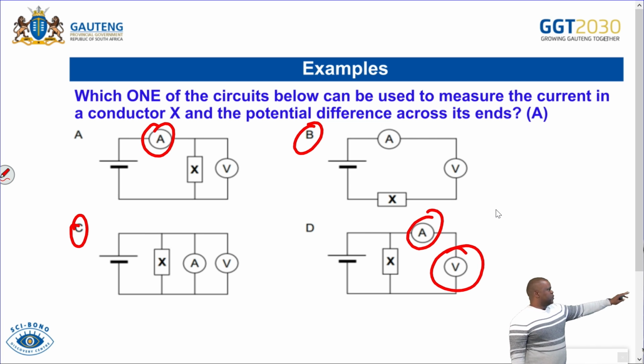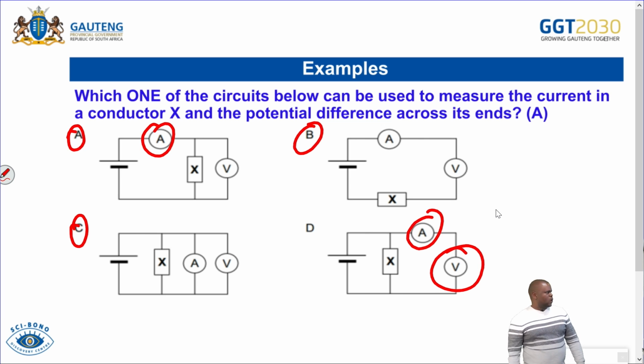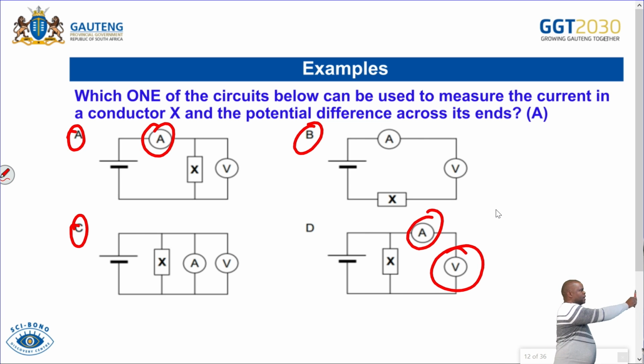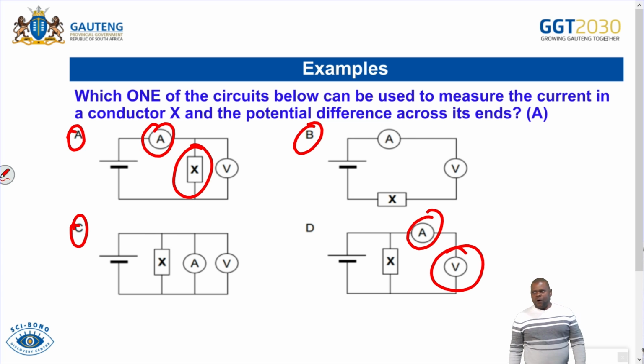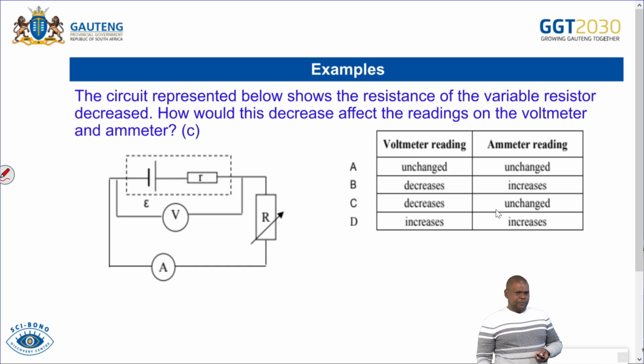But when you check on A, you can see A is well connected, because the ammeter is connected in series to the battery and the voltmeter is connected in parallel to our resistor. Okay? This is the same as the first one, grade 11s. We're just going to skip this one. Okay, now we're coming to this.